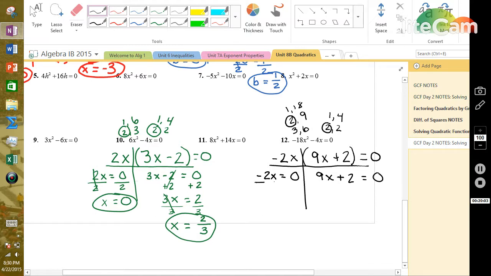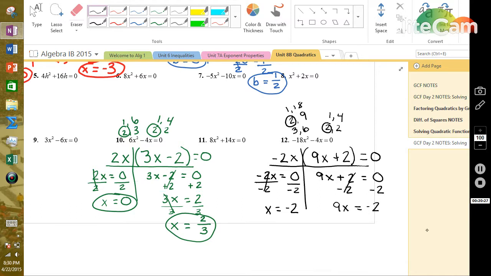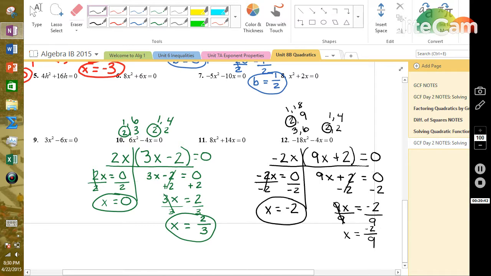The inverse of multiplying by -2 is dividing by -2. 0 divided by -2 is -2. On the right side, I do the inverse of addition, which is subtraction. 0 minus 2 is -2. So 9x equals -2. The inverse of multiplying by 9 would be dividing by 9. -2 divided by 9 we will leave as a fraction, -2/9. So my solutions are x equals -2 and x equals -2/9.